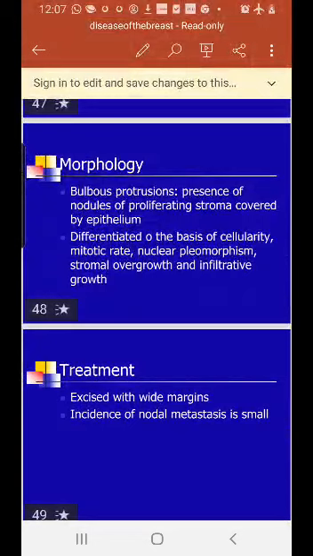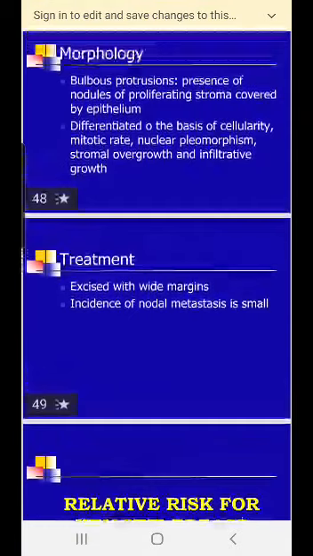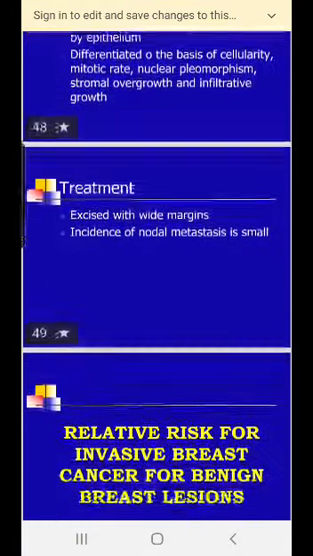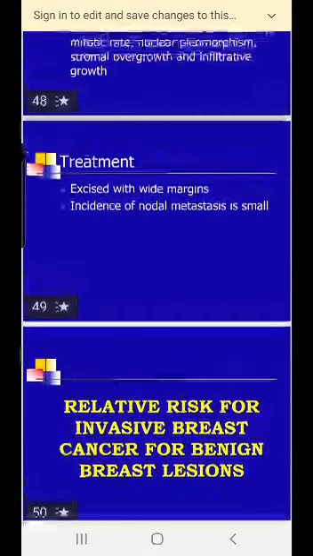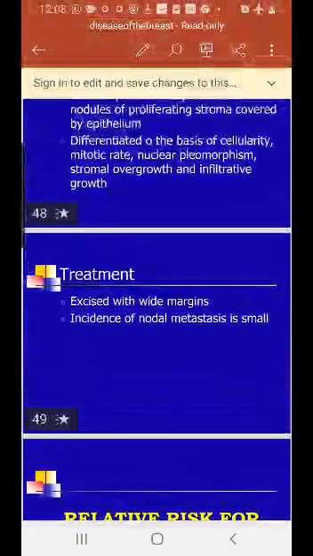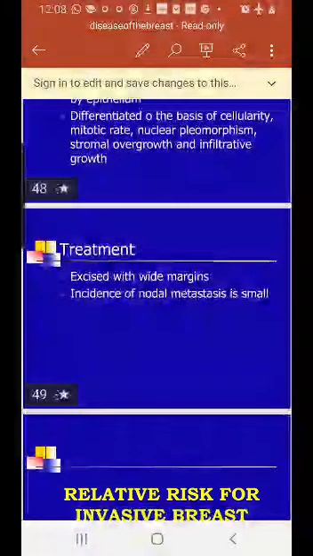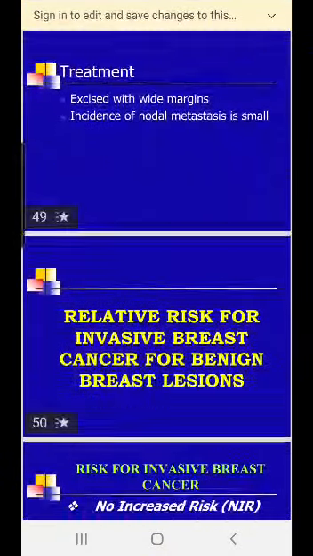depending upon the high grade and low grade, that you can always look into. So the treatment is excision with wide margins, as I told you, extended wide margins, and the incidence of nodal metastasis is small in this case. And you know how sarcomas metastasize. I'm sure I won't be able to get the answers right now, but you should know how sarcomas metastasize and how carcinomas metastasize. Carcinomas metastasize by the lymphatics, and sarcomas metastasize by the vessels, by the capillaries and the vessels. So that is why there is no nodal metastasis. Lymphatics are not involved.